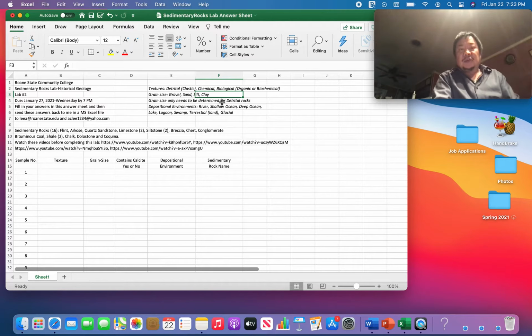And so if it's a detrital sedimentary rock, you need to list the grain size. For the other sedimentary rocks that are not detrital, you don't need to list the grain size. You can list it if you want to, but you don't have to.